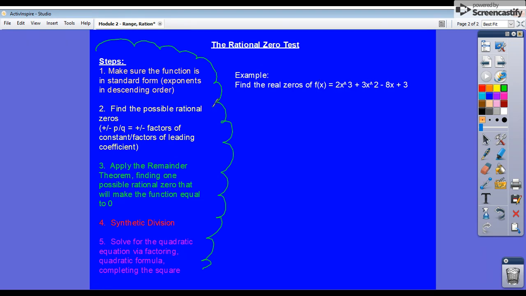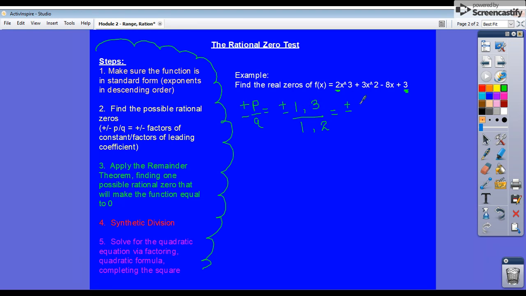So for the possible rational zeros, I'm going to find positive and negative P over Q, which is, again, as noted on the side, factors of the constant over factors of the leading coefficient. The factors of the constant, which is at the end, factors of 3, are 1 and 3, over factors of the leading coefficient. The coefficient is always in front of the x, so that's 1 and 2. I'm going to divide each one of these numerators by each one of these denominators.